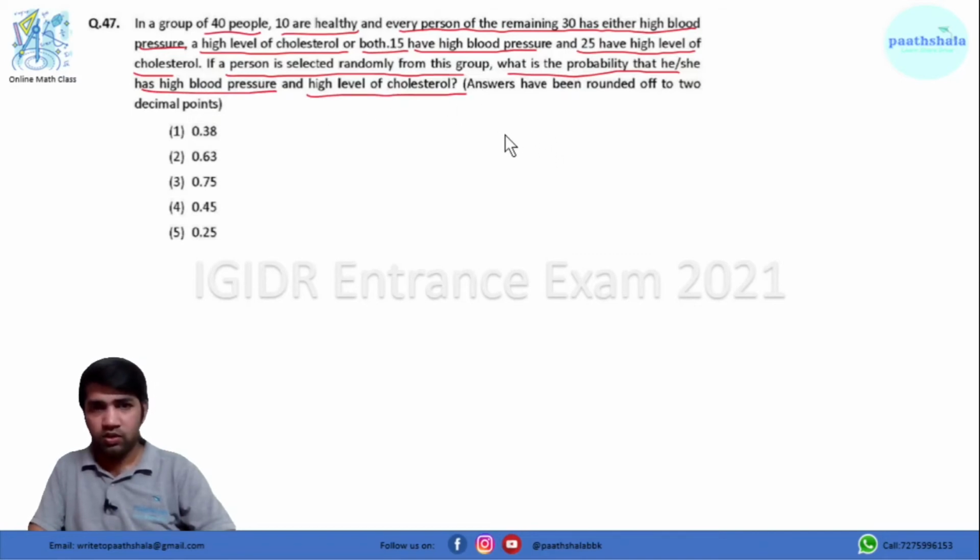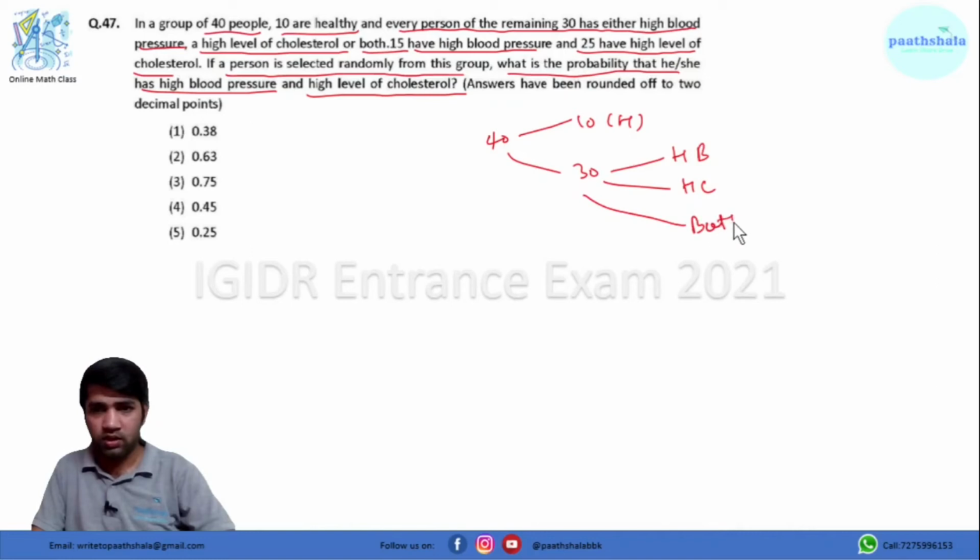So first we have 40 people, out of which 10 are healthy, and 30 are having either high blood pressure, high cholesterol, or both. And here it is given the number of people who are having high blood pressure are 15 and number of people who are having high cholesterol are 25, and we have to find this number in order to get our probability. So let this represent n(A) and this represent n(B).